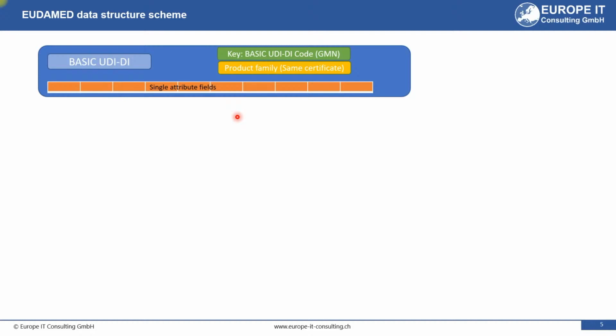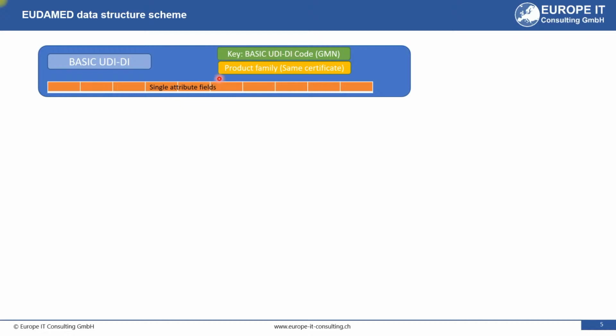The top level is the basic UDI-DI. This level has a unique identifier called basic UDI-DI code or global model number. The basic UDI-DI is standing for the product family, which will contain the main attributes. For one basic UDI-DI, you will need exactly one approval certificate.